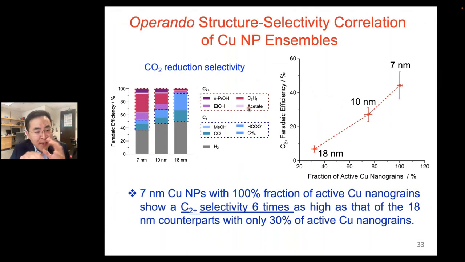Finally, I would like to show efforts to build up an operando structure-selectivity correlation of copper nanoparticle ensembles. This is the only chemical data I want to show you, the distribution. The important thing is those multiple sections in colors, which are the formation of those multiple carbon products. These represent the high value products, and a higher contribution tells you a higher selectivity. By correlating the electrochemical performance as a function of the fraction of added copper, which we can quantify from hard IX analysis, we show that the smaller particles with fully accessible copper show much higher selectivity than the larger particle counterparts. This provides a design rule for future nanocatalysts for CO2 reduction.